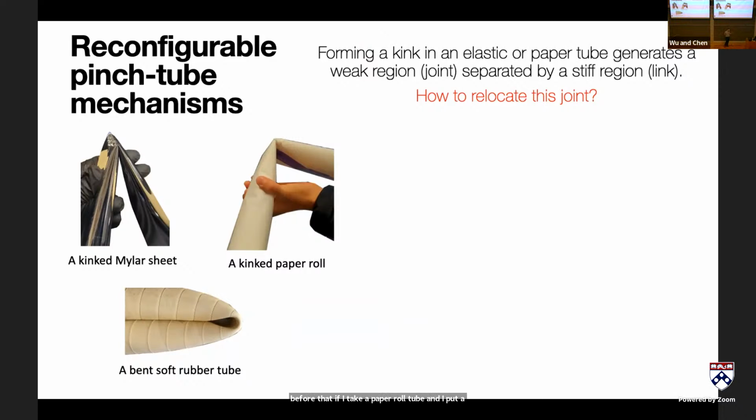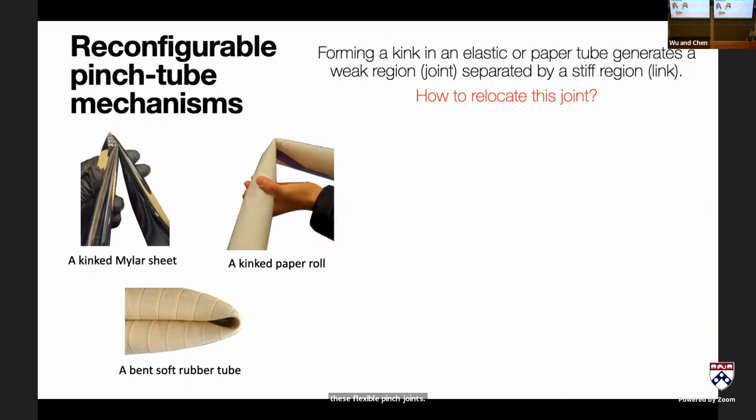A paper roll tube is the example that we started with when we were thinking about this. But it's kind of hard to functionalize a paper roll tube. How do you create that joint in a specific location? How do you move that joint around? How do I actuate that joint? This is a path of research that we've been interested in for a while now, and have explored many different ways in which we can achieve this kind of reconfiguration of these flexible pinch joints.